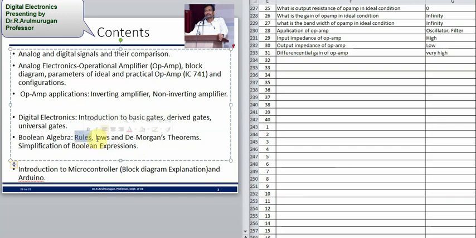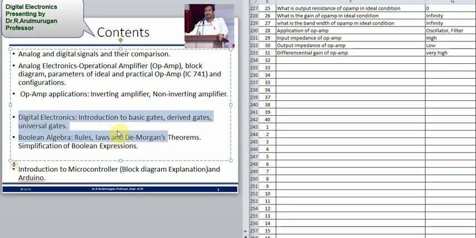(A plus B) whole squared is equal to what? A squared plus B squared plus 2AB. That is the rules and laws. Based on these rules and laws, you substitute the value of A and the value of B and find the answer, or simplify the equation. Similarly, simplification of Boolean expressions. So we go with that part now.